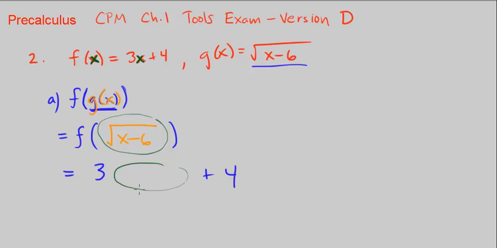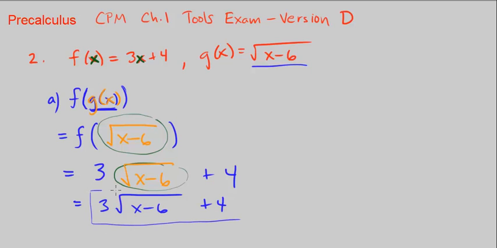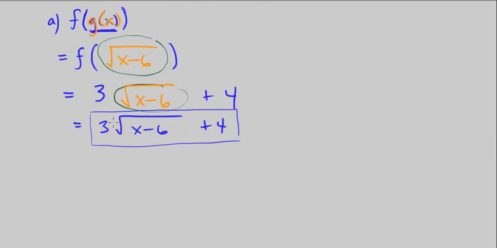So what is that? Well, let's copy it in. It's x minus 6, right? So I'm going to rewrite it. It's just 3 times square root of x minus 6 plus 4. And we're done. That is f of g of x, okay? One word of caution, some people try to just shove this 3 in the square root and distribute it. You cannot put the 3 in the square root.